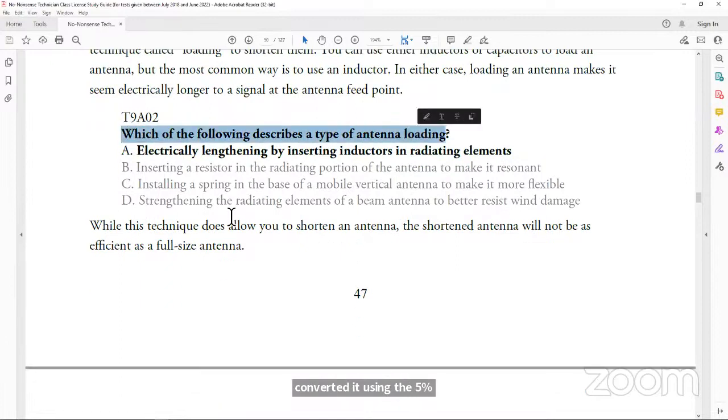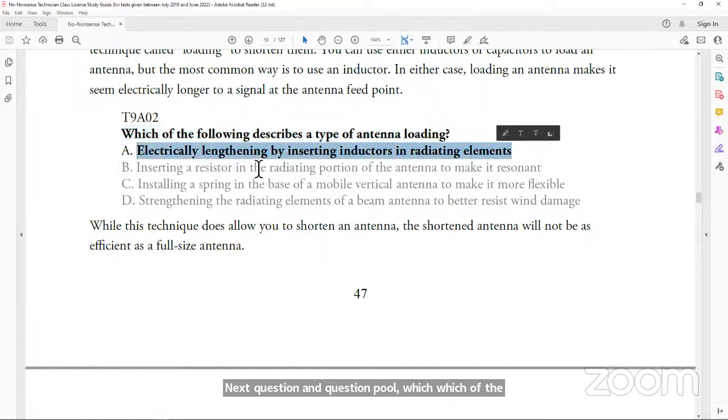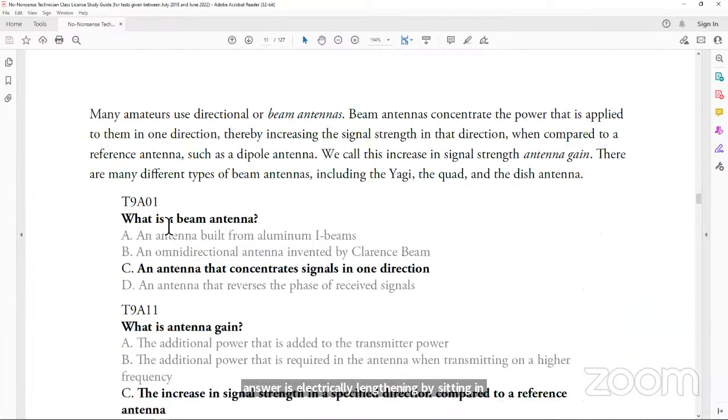Next question in the question pool. Which of the following describes a type of antenna loading? And the answer is electrically lengthening by inserting inductors and radiating elements. That is a type of antenna loading.